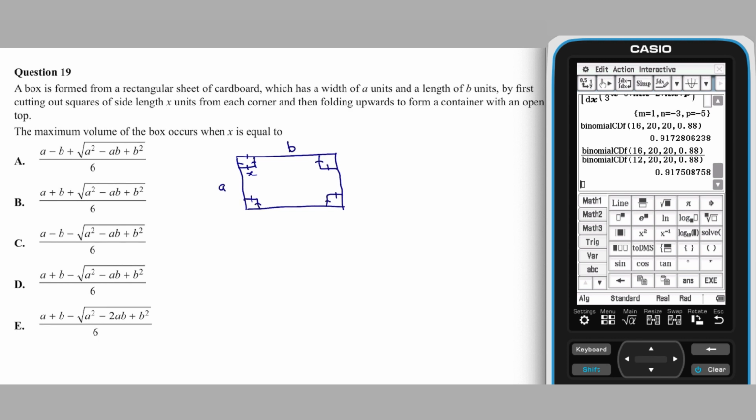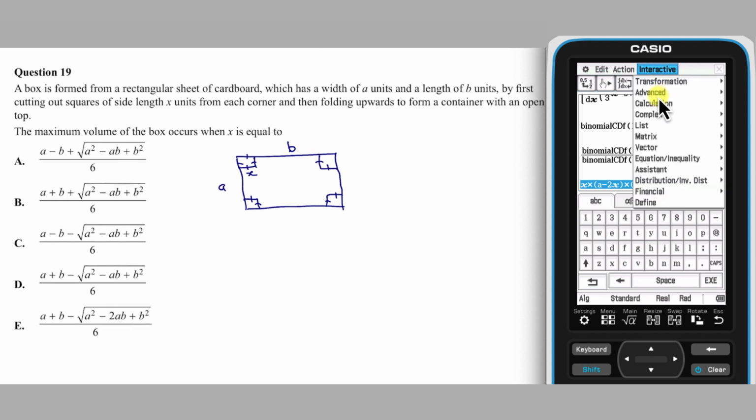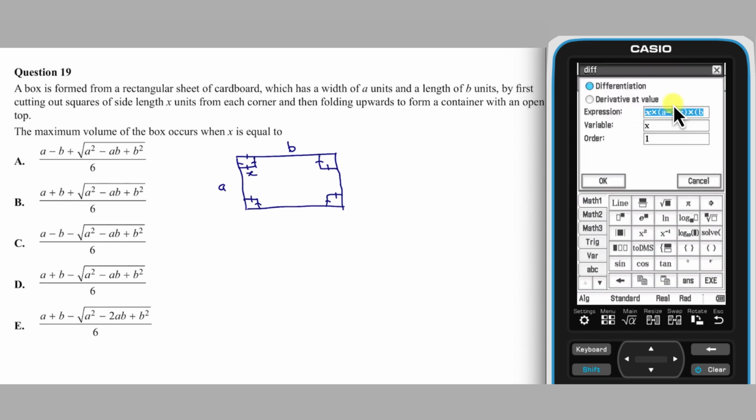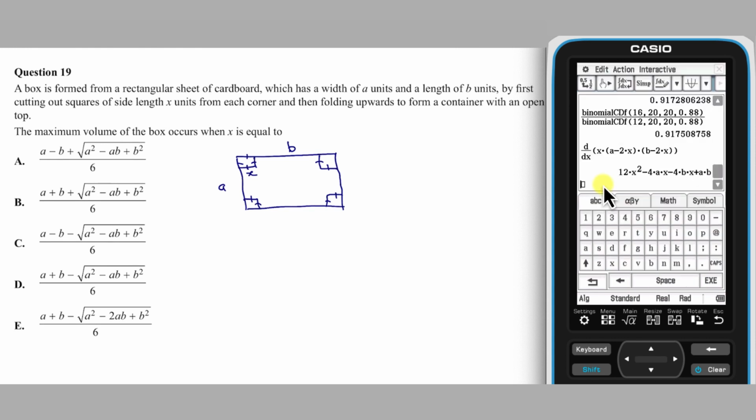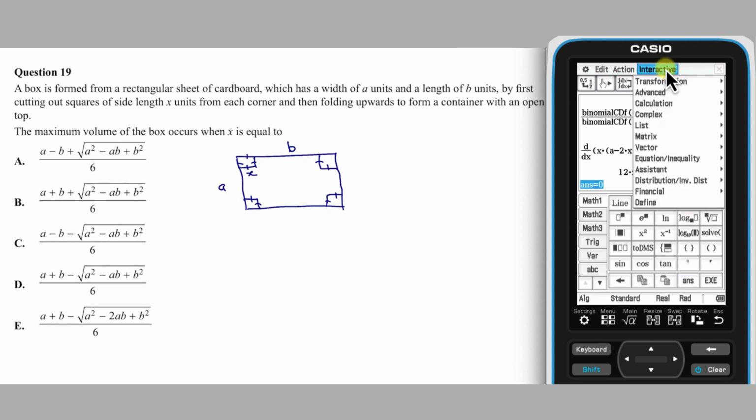From this, we need to come up with an expression for the volume of the open top box in terms of x, based on the product of the box's 3 dimensions. From here, we need to find the derivative of this expression with respect to x, set it equal to 0 and solve. I'm going to do this via the interactive menu, choosing Calculate and Diff for differentiation, then tapping OK. I will now set this answer equal to 0 and solve it via interactive equation solve.